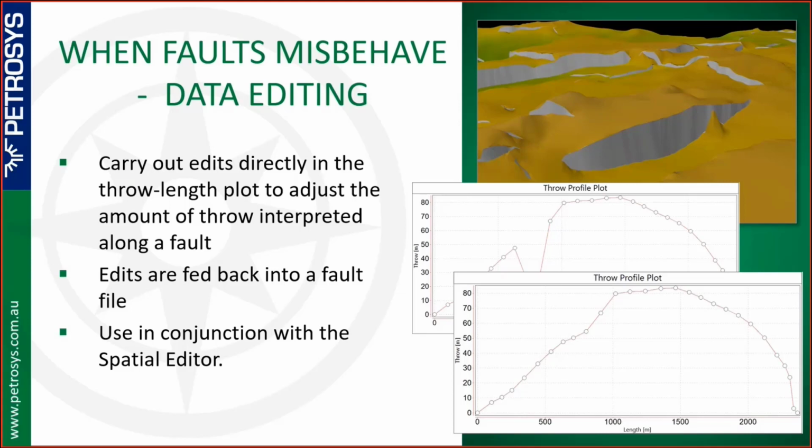Alternatively, if you notice this within the throw profile itself, you could use the spatial editor to open your grid and smooth out those areas where you're seeing these large jumps in throw.